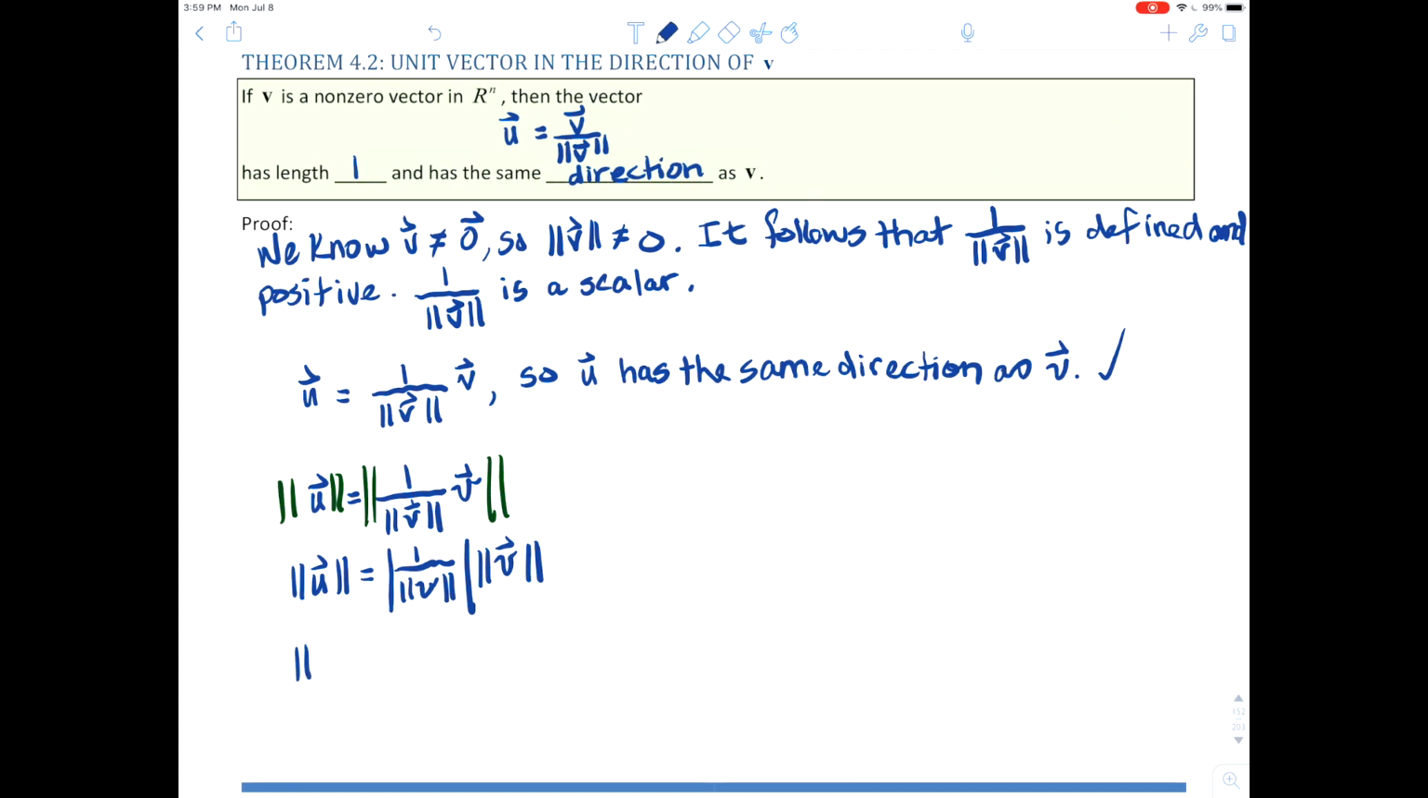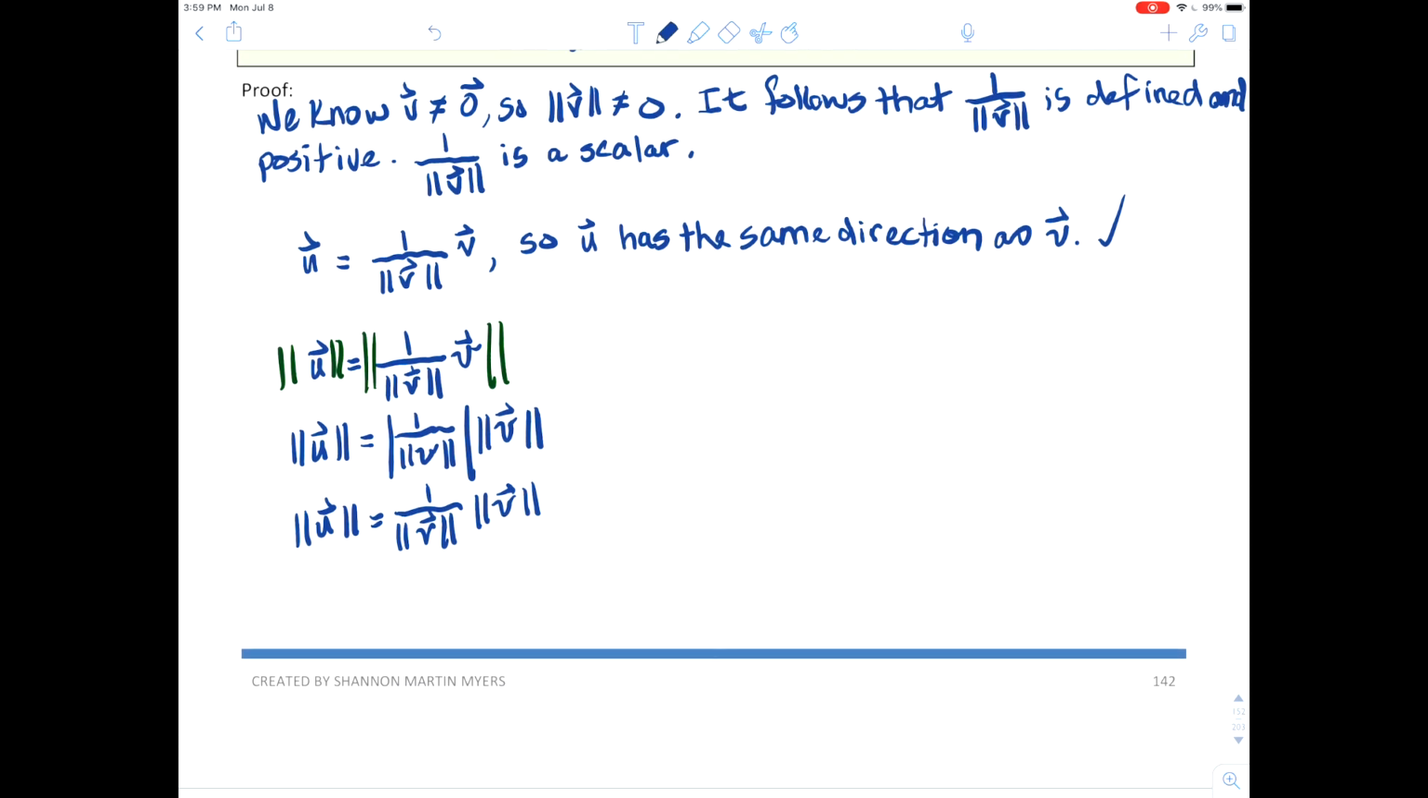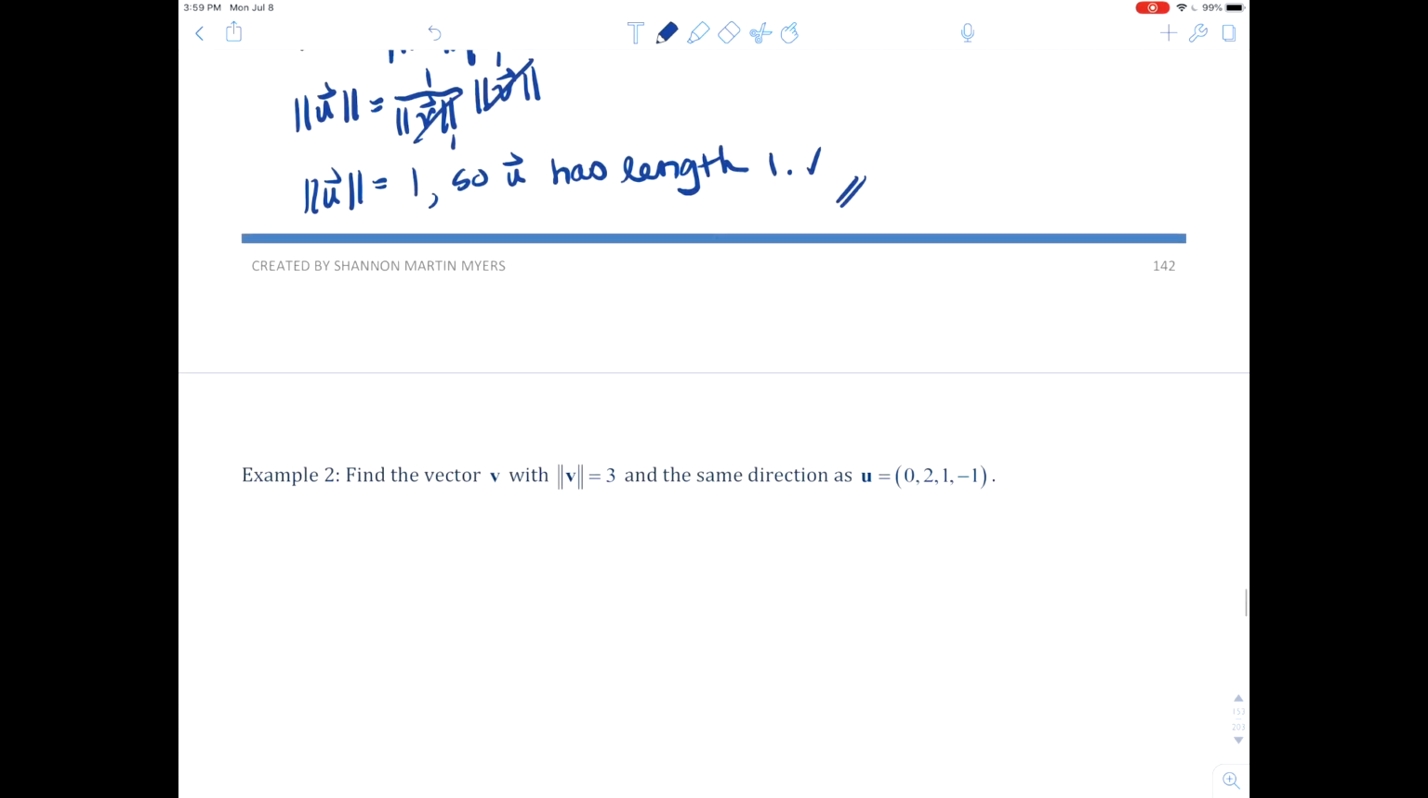Well, what's that going to be? The absolute value of a positive is just that quantity. So 1 over the magnitude of v times the magnitude of v. Okay, but the magnitude is just a scalar, right? So can't we divide these out to be 1? So the magnitude of u is just going to equal 1. So u has length 1. So we've shown what needs to be shown. Groovy? All right. Example 2.